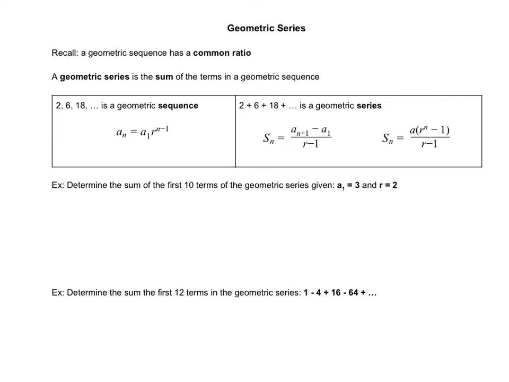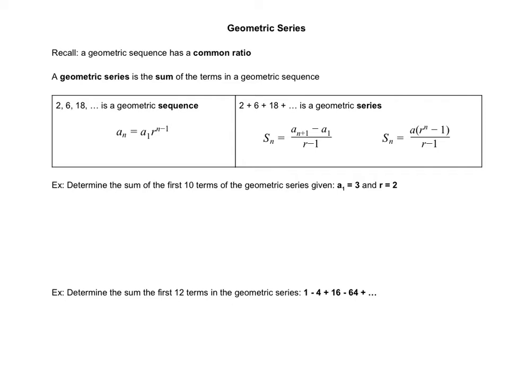In this video, we will be looking at geometric series. So just a reminder, a geometric sequence has a common ratio. If you look at 2, 6, 18, you're multiplying by 3 each time. 2 times 3 is 6. 6 times 3 is 18. So that makes it a geometric sequence.